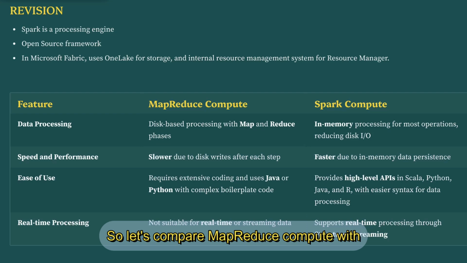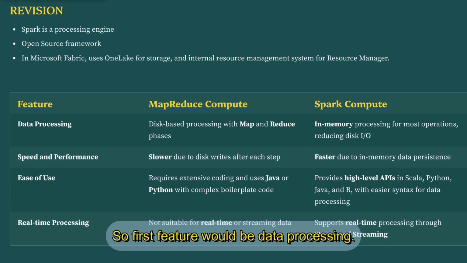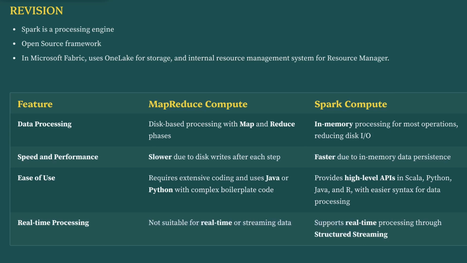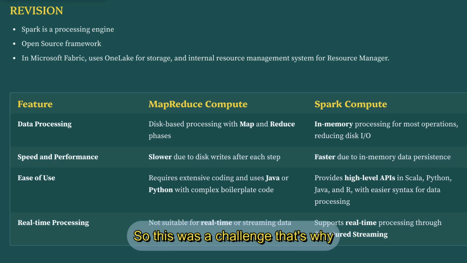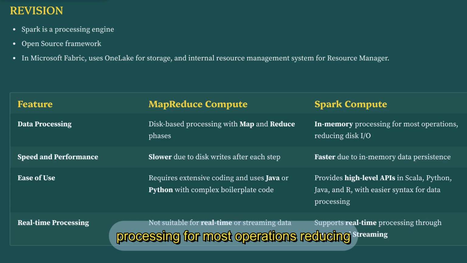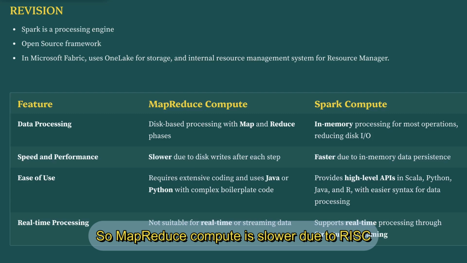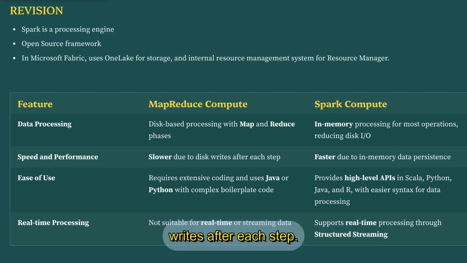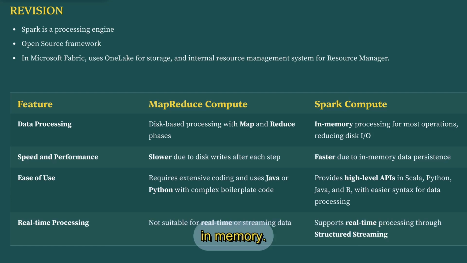So let's compare MapReduce compute versus Apache Spark compute. The first feature is data processing. In MapReduce, it is disk-based processing with map and reduce phases. So this was a challenge. That's why Spark came into the picture. In Spark, it is in-memory processing for most operations, reducing disk input/output. Next, speed and performance. MapReduce compute is slower due to disk writes after each step. Spark compute is fast because it is in memory.